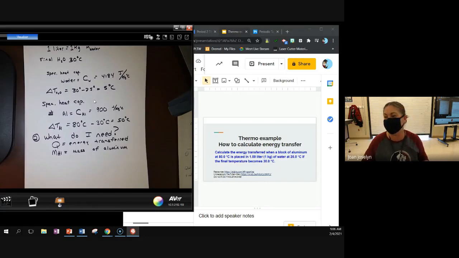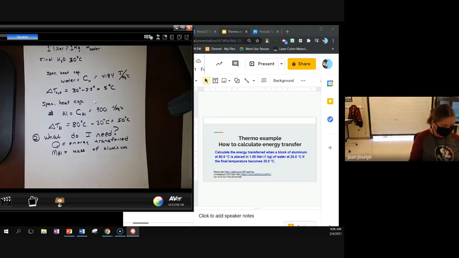We wrote down what we need. So we always write two things. What do I have? What do I want? For any question. I have to remember to answer these questions. Okay, I got to get into how to solve it or we're never going to get through this today. We're going to look for the Q value, the energy transferred from the aluminum to the water. And we need the mass of aluminum to do it because it's in the equation.